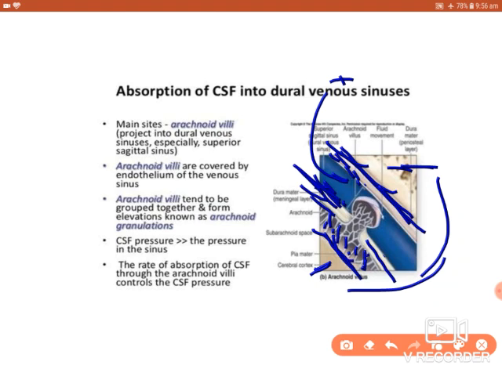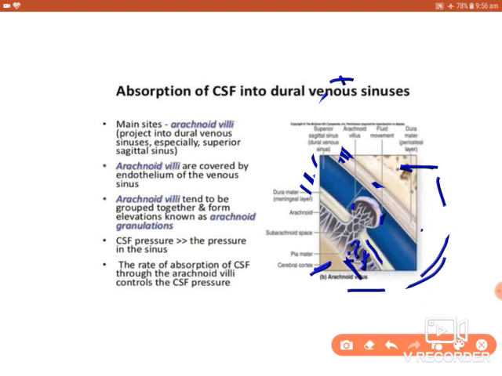The space here is called the subarachnoid space. It has projections, which are called the villi. The villi group to form the arachnoid granulations. You can see these arachnoid granulations. The CSF in the subarachnoid space gets absorbed through these arachnoid granulations, then into the superior sagittal sinus. This is the superior sagittal sinus. So CSF here is absorbed back into the venous blood, that is, into the bloodstream.